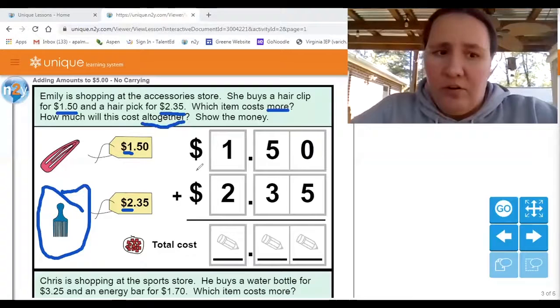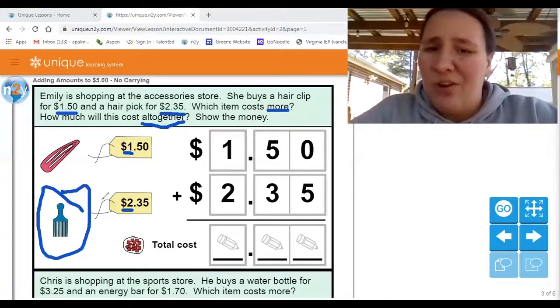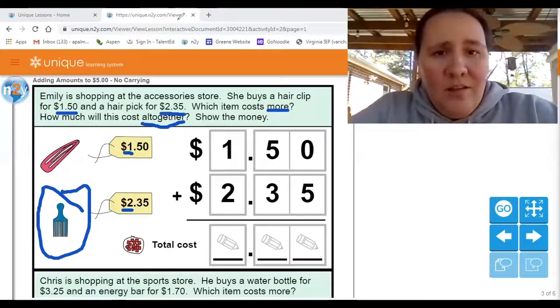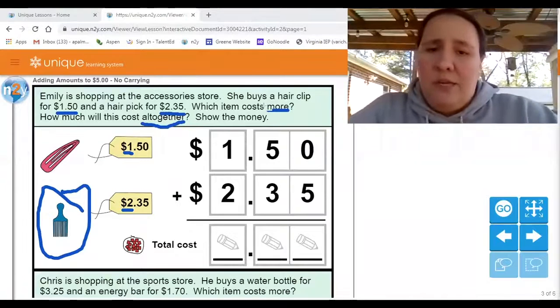Sorry for my crazy circling. I'm having to use the mouse and I'm not so good at it, and that's okay. Sometimes we all have things that we need to work on.